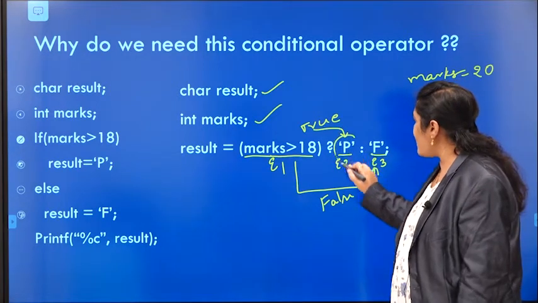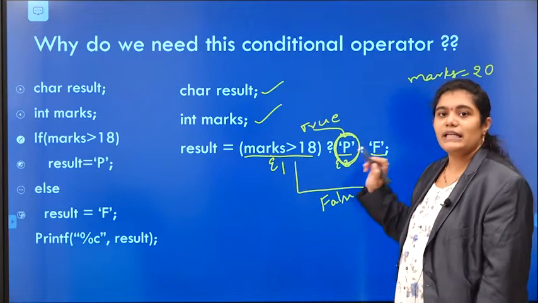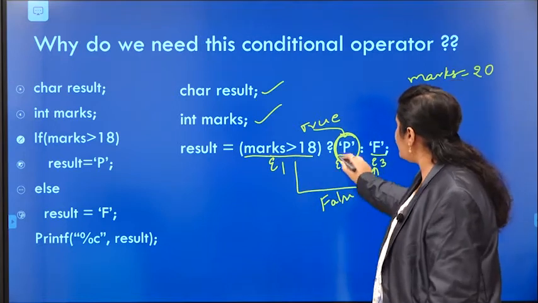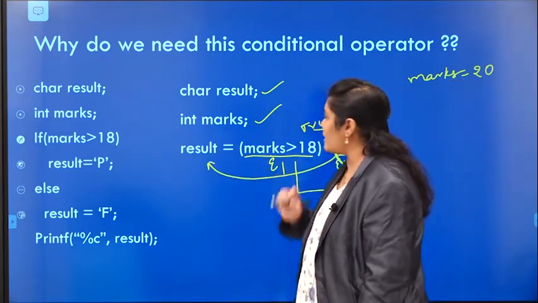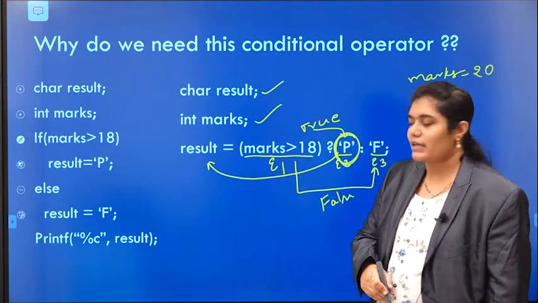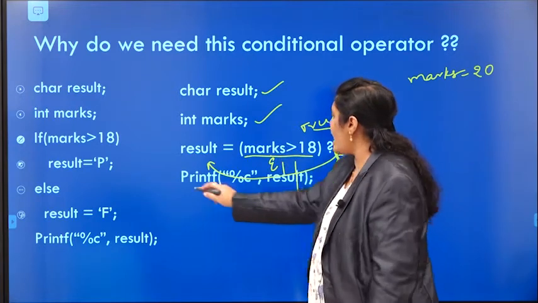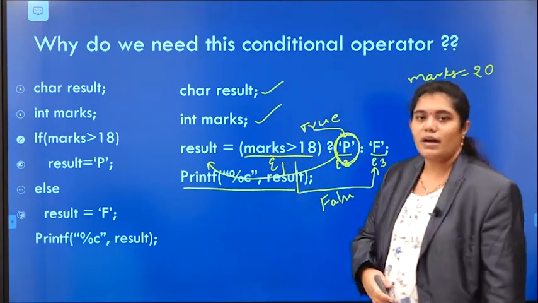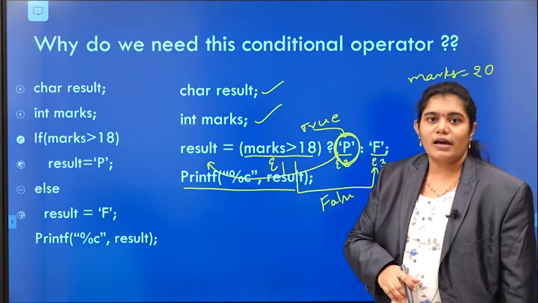So now what is the value I am having here? It is P. That P is assigned to result. Now result is having P, and you can simply print your result.